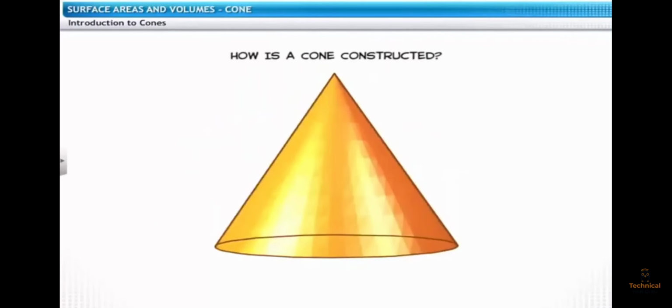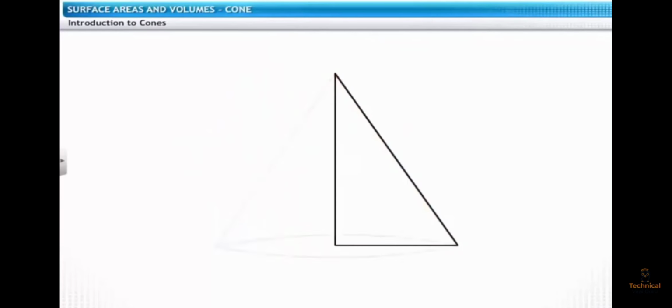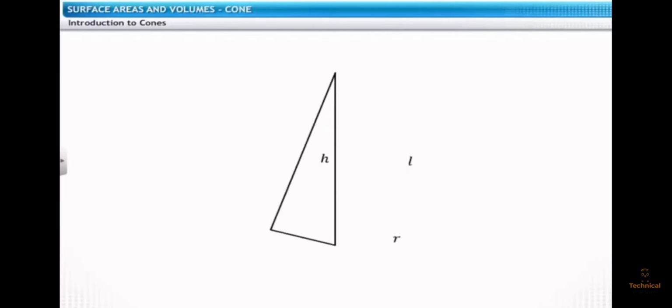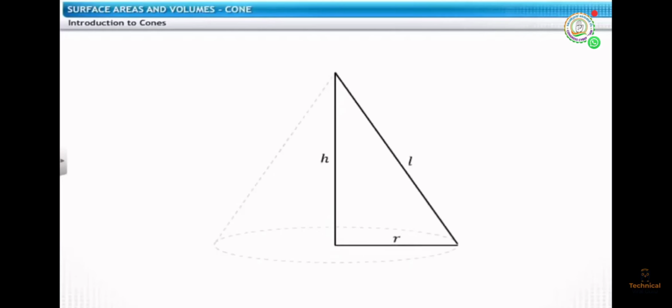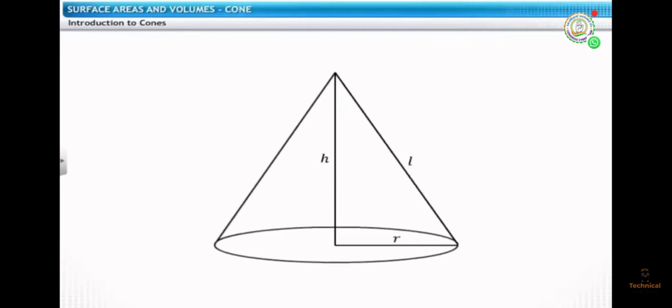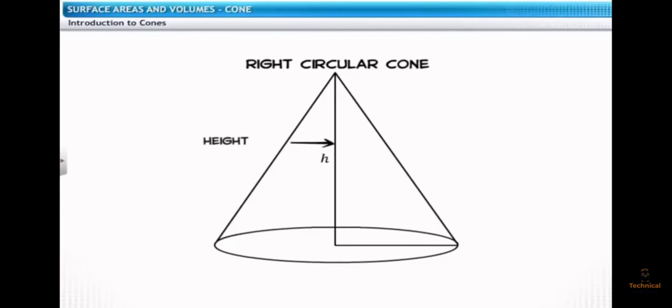Next, let's see how a cone is constructed. Let's take a right-angled triangle. If the triangle is quickly rotated along one of its sides, we can see a figure being formed. This is a right circular cone. The side along which the triangle is rotated becomes the height h of the cone. One of the two sides becomes the base radius r of the cone. A cone has a slant height L. It is actually the hypotenuse of the right triangle.